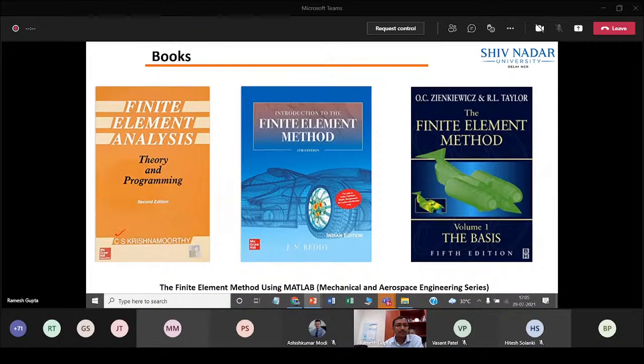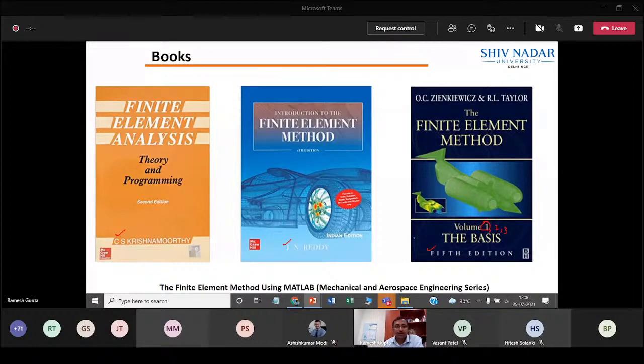C.S. Krishnamurti, one of the basic books, which is very easy to understand. And another book that is very easy to follow is by Reddy. And Zienkiewicz has volumes 1, 2, 3. So you can start with one, and if you are looking forward to CFD also, then go to 2 and 3. Otherwise, if you are just looking for basic finite element, then volume 1 is enough. Otherwise, you can go up to 3.